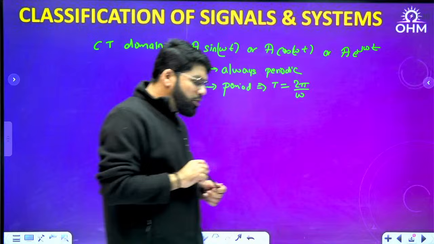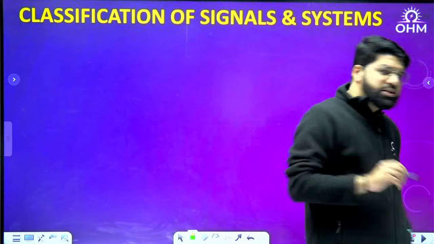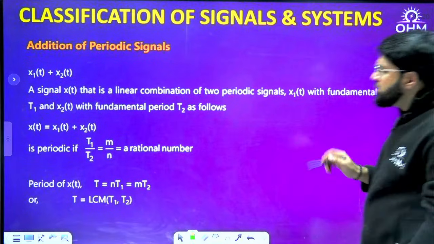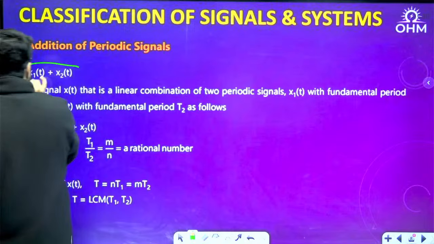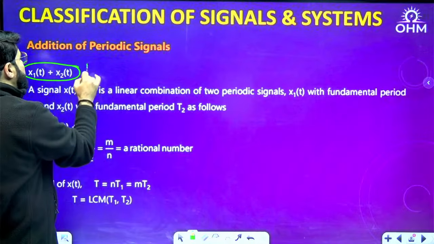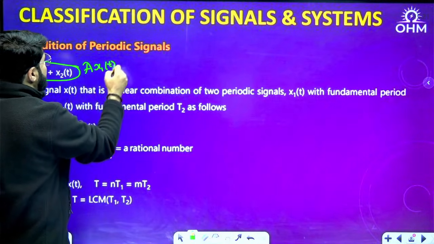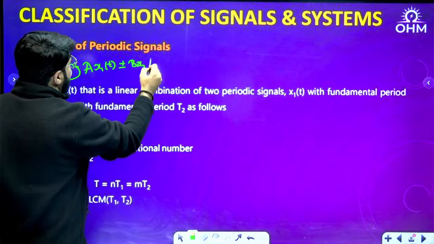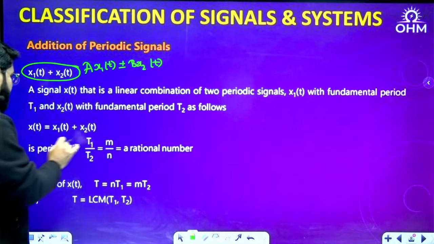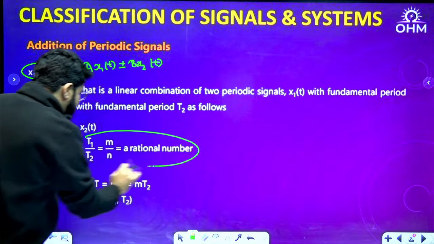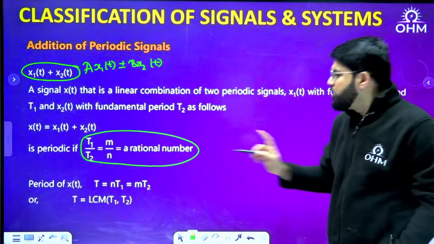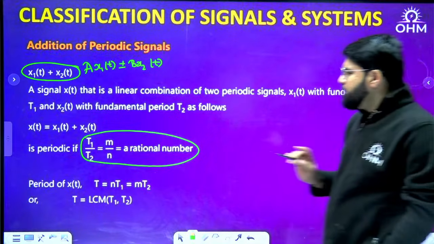But when I talk about addition of periodic signals, because the signals given are also talking about addition of periodic signals. If two periodic signals are added, suppose x1 and x2, and not only x1 plus x2, generally you can consider this as a x1(t) plus or minus b x2(t). Addition, subtraction, both allowed. The resultant signal will be periodic if, this is important, the addition or subtraction of two periodic signals is periodic if the ratio of their time periods T1 by T2 is a rational number.